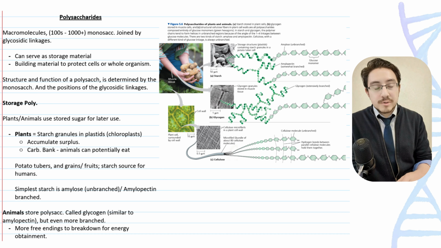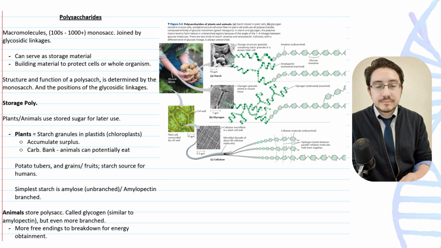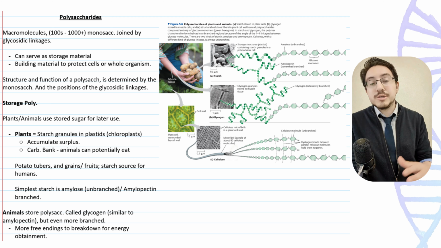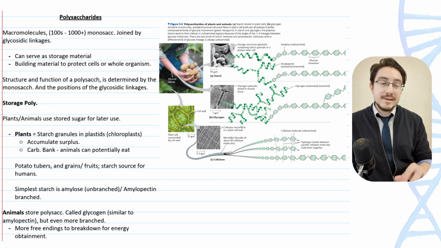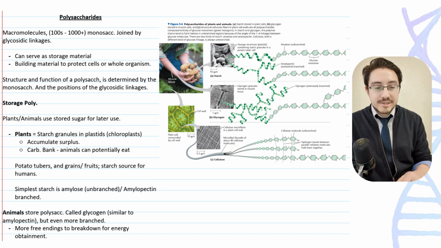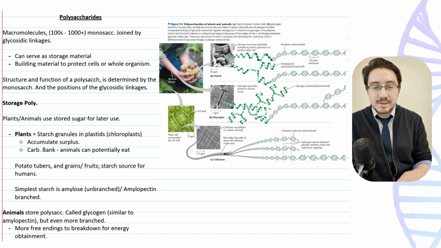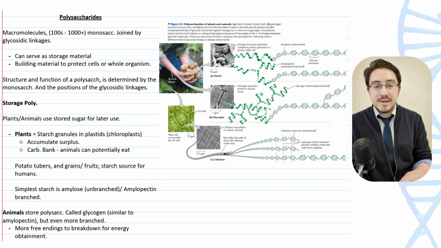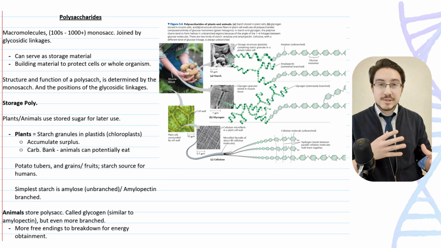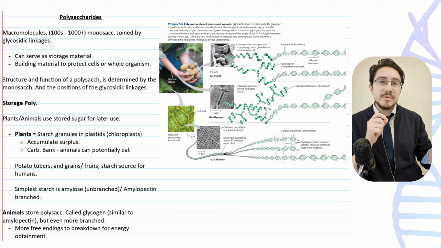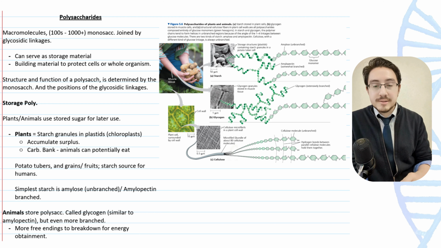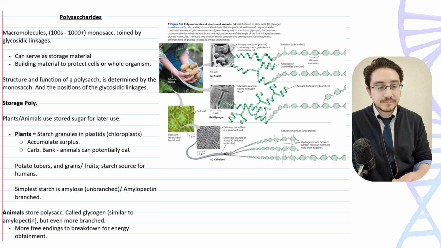If you look in animals, we have glycogen. Glycogen can be stored within muscle tissue, and you see that it's highly branched here. There are many sub branches and many endings for enzymatic activity to come in and pick out those ending monomers so we can use them for immediate energy usage.